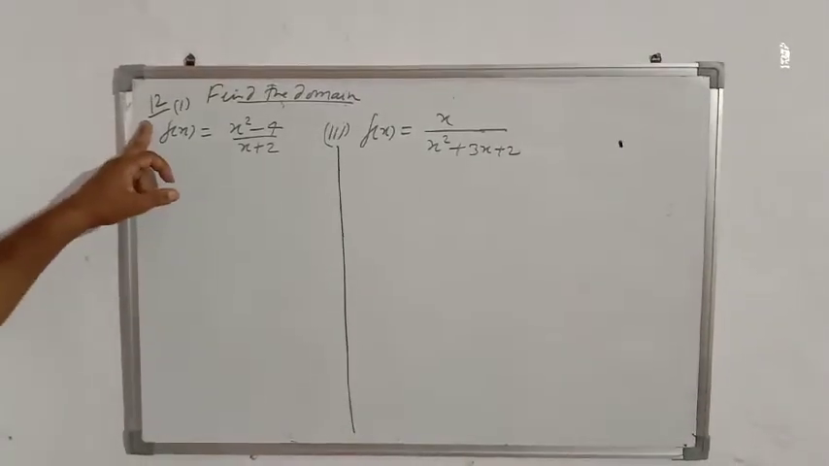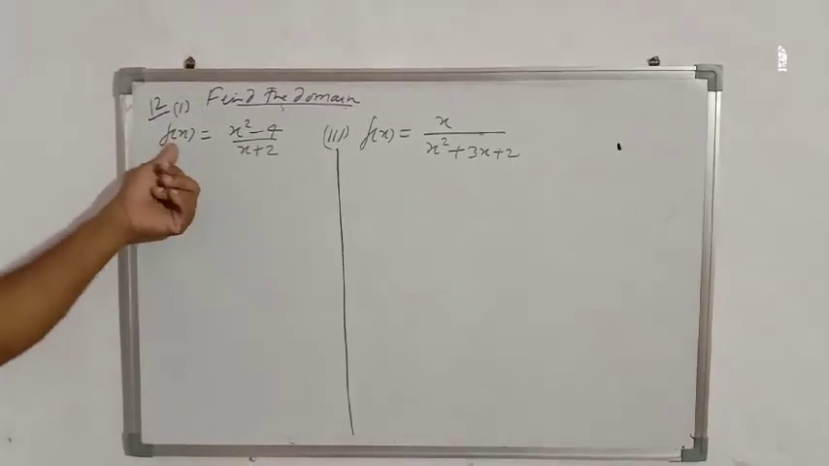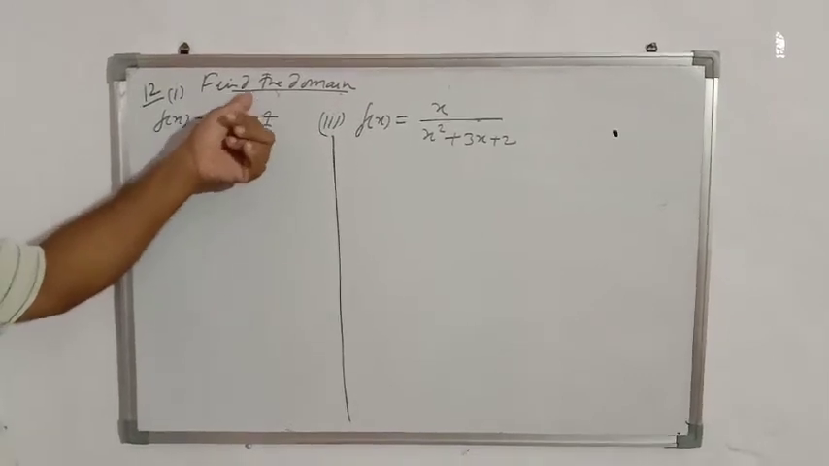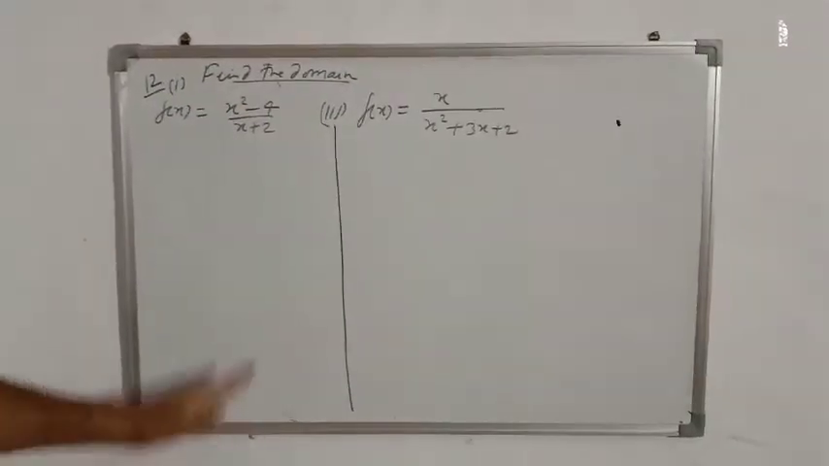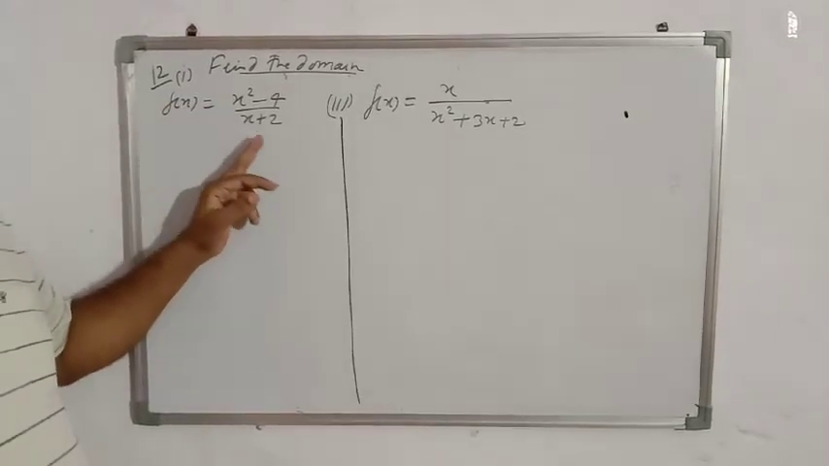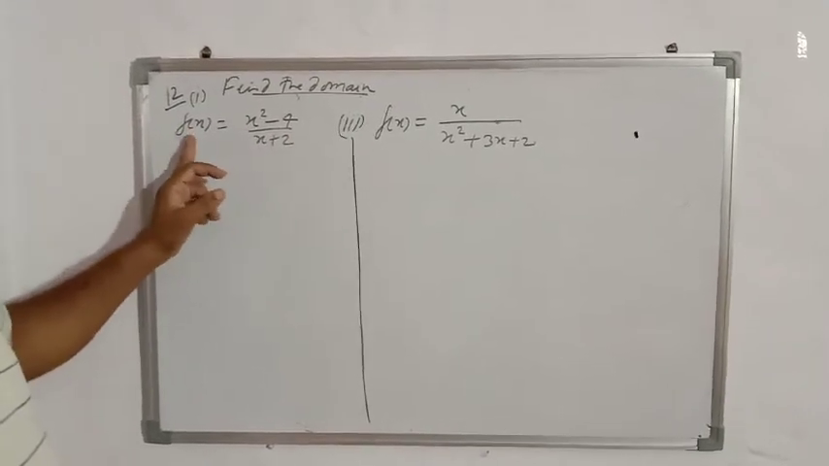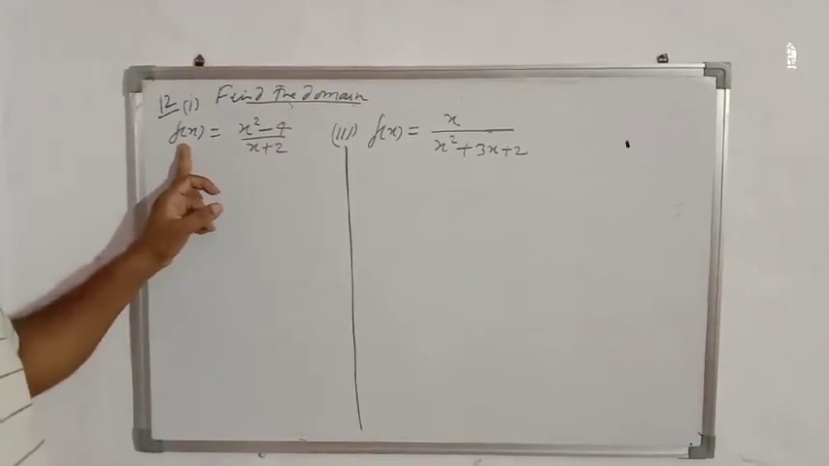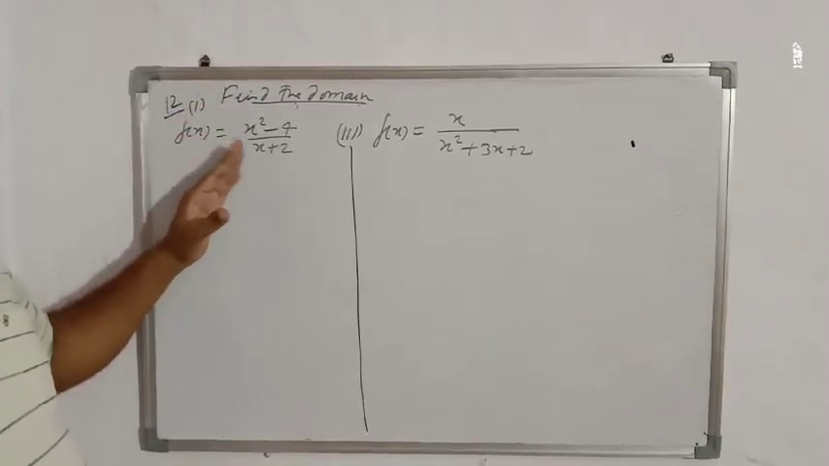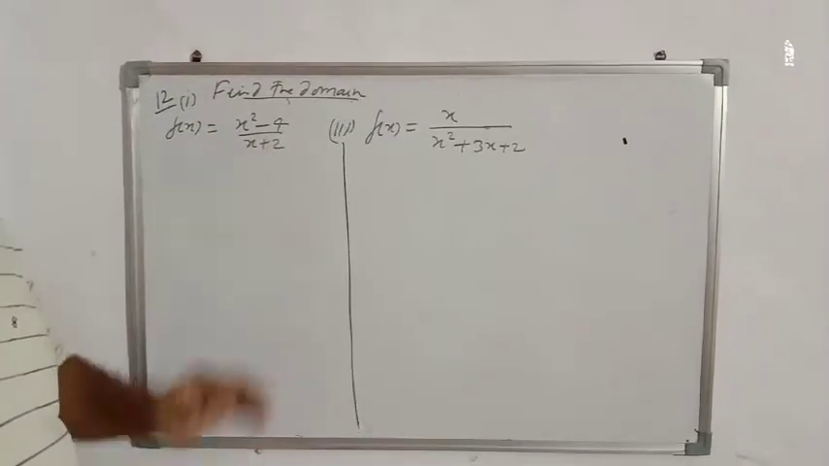See question number 12. I have taken two parts, first part and third part. The function is given: f(x) is equal to (x square minus 4) upon (x plus 2). What is the domain of the function? Domain, I have told you, the values of x for which the function is defined are called domain. So for what value of x is this f(x) a real number? You have written the definition: all the possible values of x for which f(x) is real is called domain.